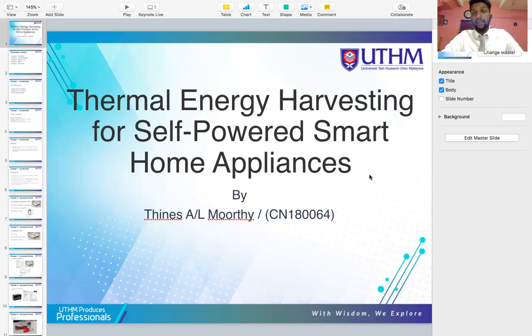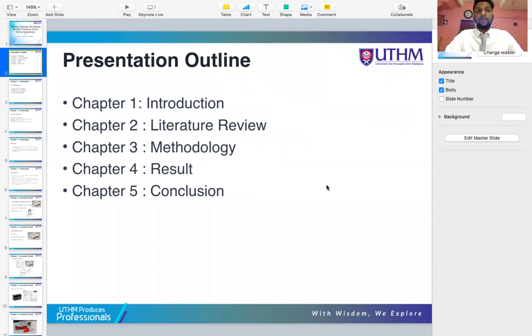Today I'll be presenting my FYP, titled Thermal Energy Harvesting for Self-Powered Smart Home Appliances. There will be five things which I will be explaining today. First is chapter 1, my introduction. Second will be my literature review. Third will be my methodology. Fourth will be my results. And fifth will be my conclusion.